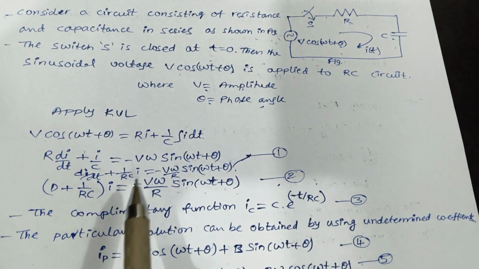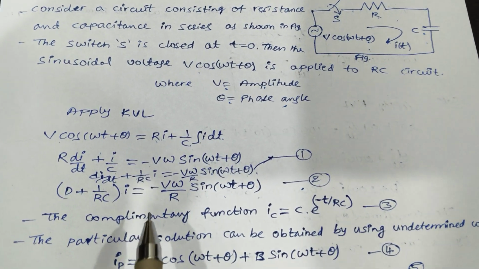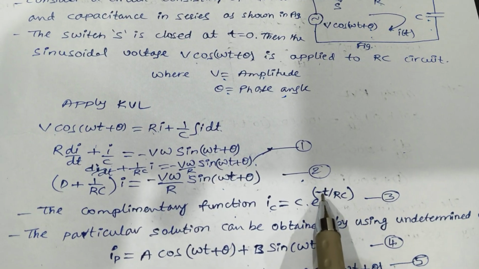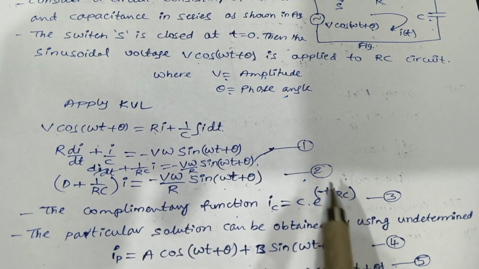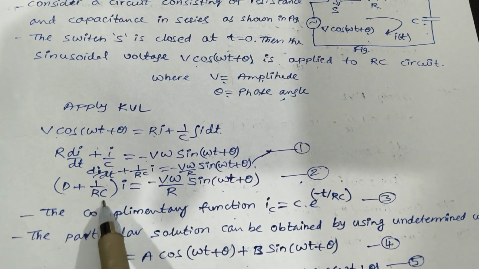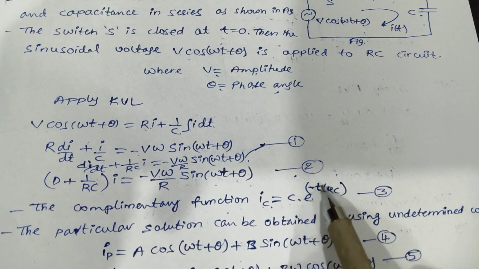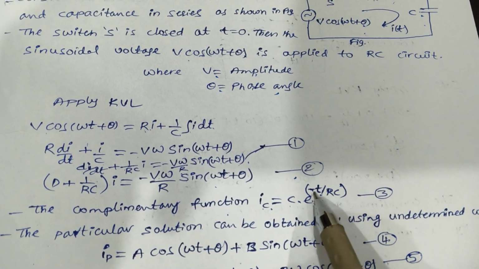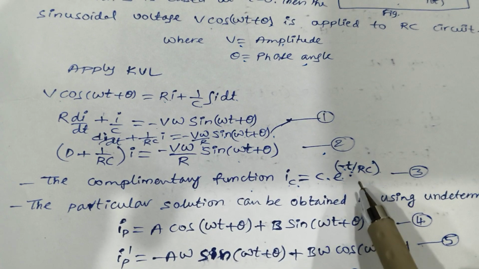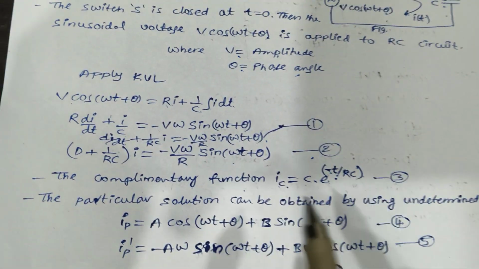Because the right side is not 0, you will have both a complementary and a particular function. So the complementary function iC is equal to C into e power minus t by RC, because e power minus pt, where p is the coefficient of i, and the coefficient of i is 1 by RC, as we have seen in the previous derivations. So iC is equal to C into e power minus t by RC. This is your complementary solution. We have one arbitrary constant, which we will find later.